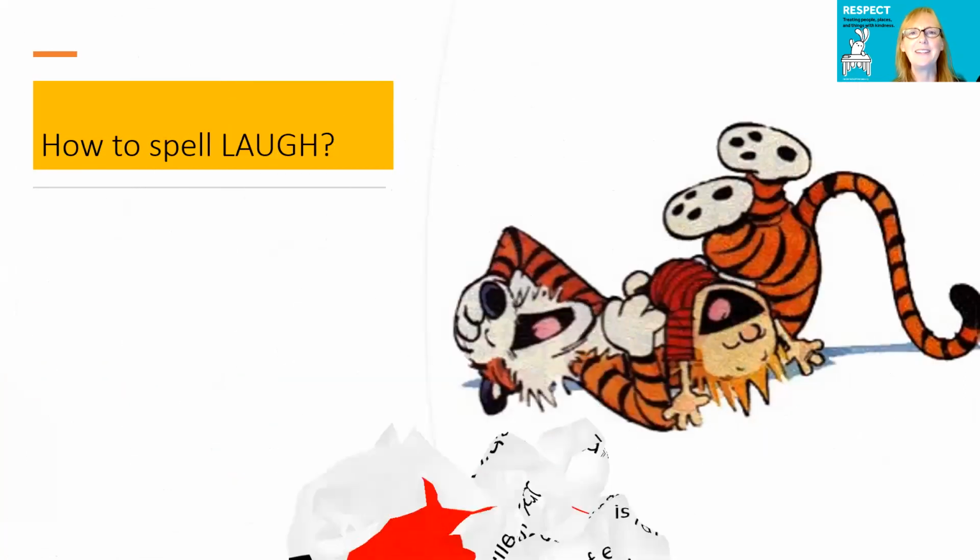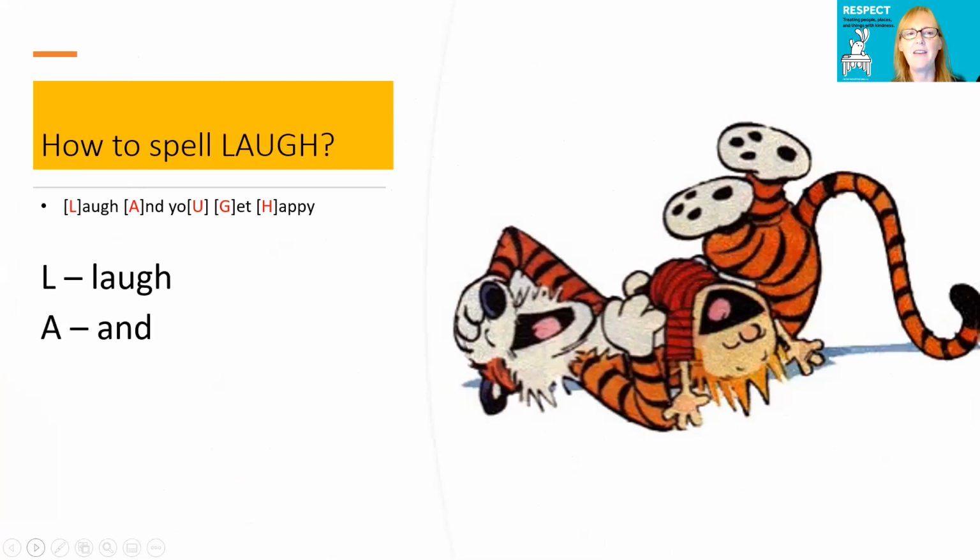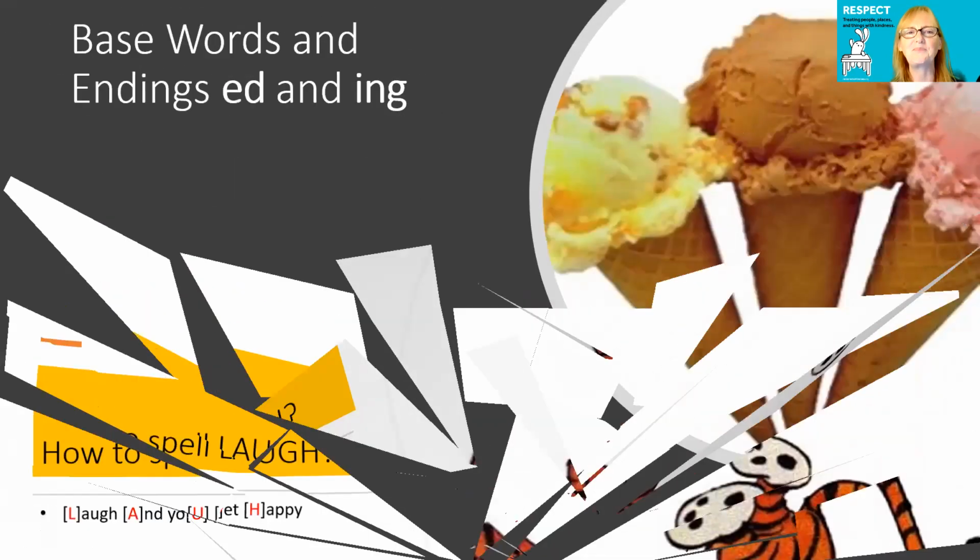Okay, so I just want to come back to this mnemonic, this memory device. How do we spell laugh? Laugh and you get happy. Remember L-A, laugh, and you, G is get, happy, L-A-U-G-H.